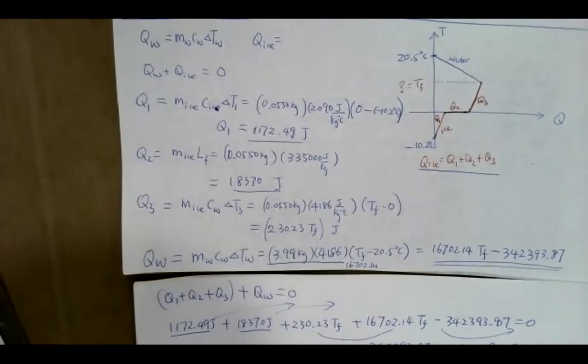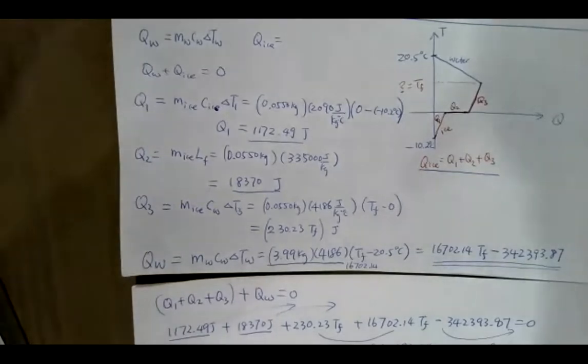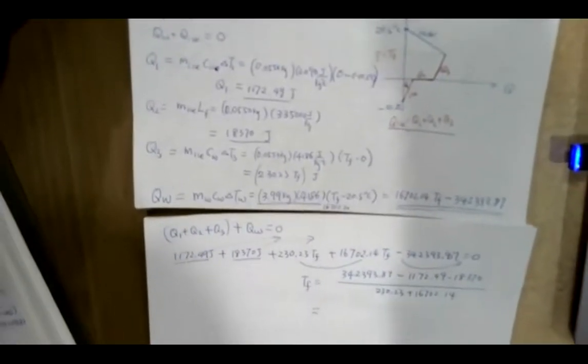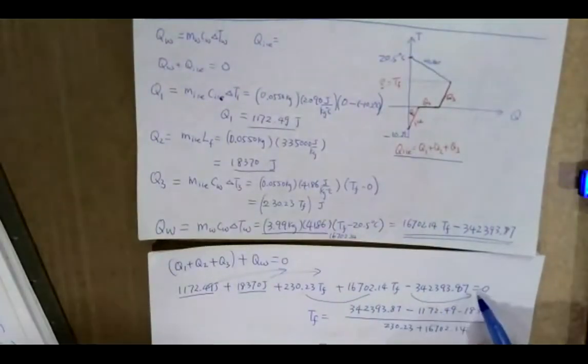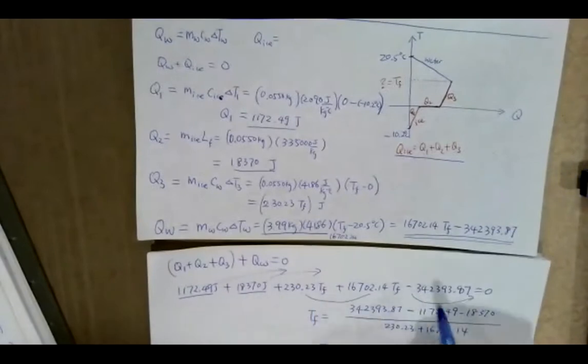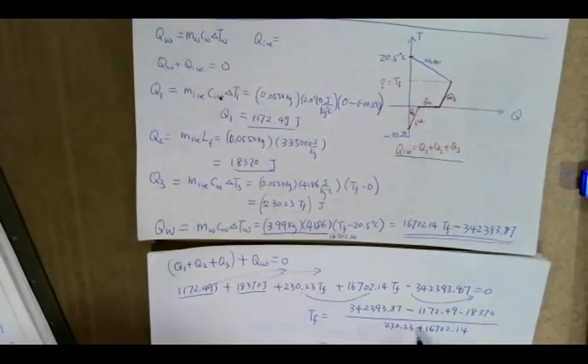16702.14. Okay. Sorry, it's out of the range there. All right. Okay, so move this guy to the other side of the equation, and then also these two. Negative become positive, positive become negative. Okay, so minus minus, and then combine these two together for the denominator. You'll get your T final.